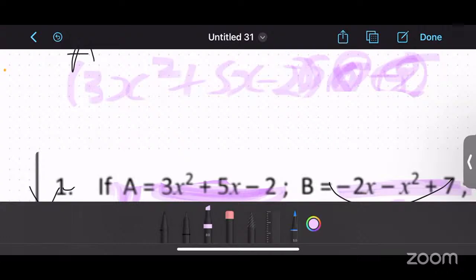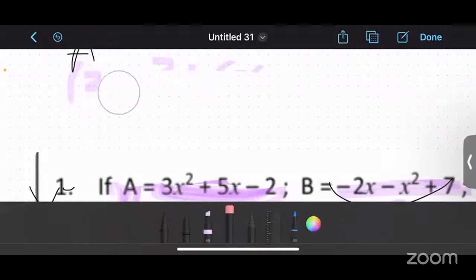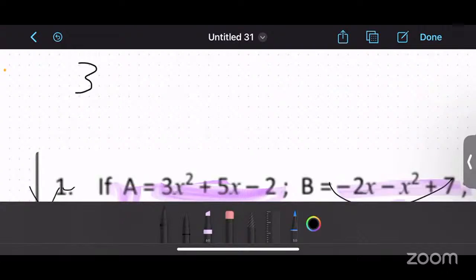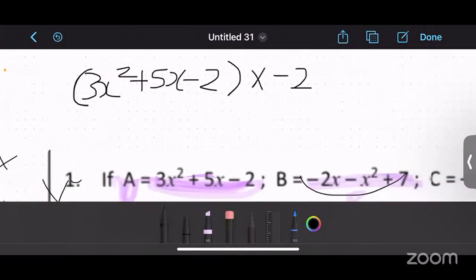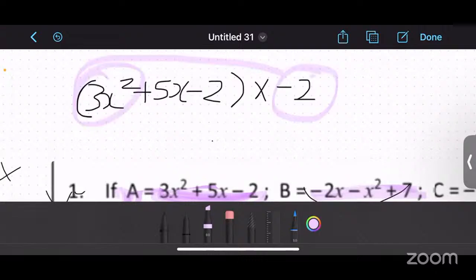Okay. So the first thing that you're going to do, Manahil, is to try and get rid of the brackets, okay? Let me use a marker. So I have 3x squared plus 5x minus 2 in brackets multiplied by -2. To get rid of the brackets, I'm just going to multiply everything with the -2. So it's going to be -2 multiplied by this, -2 multiplied by this, and -2 multiplied by that.